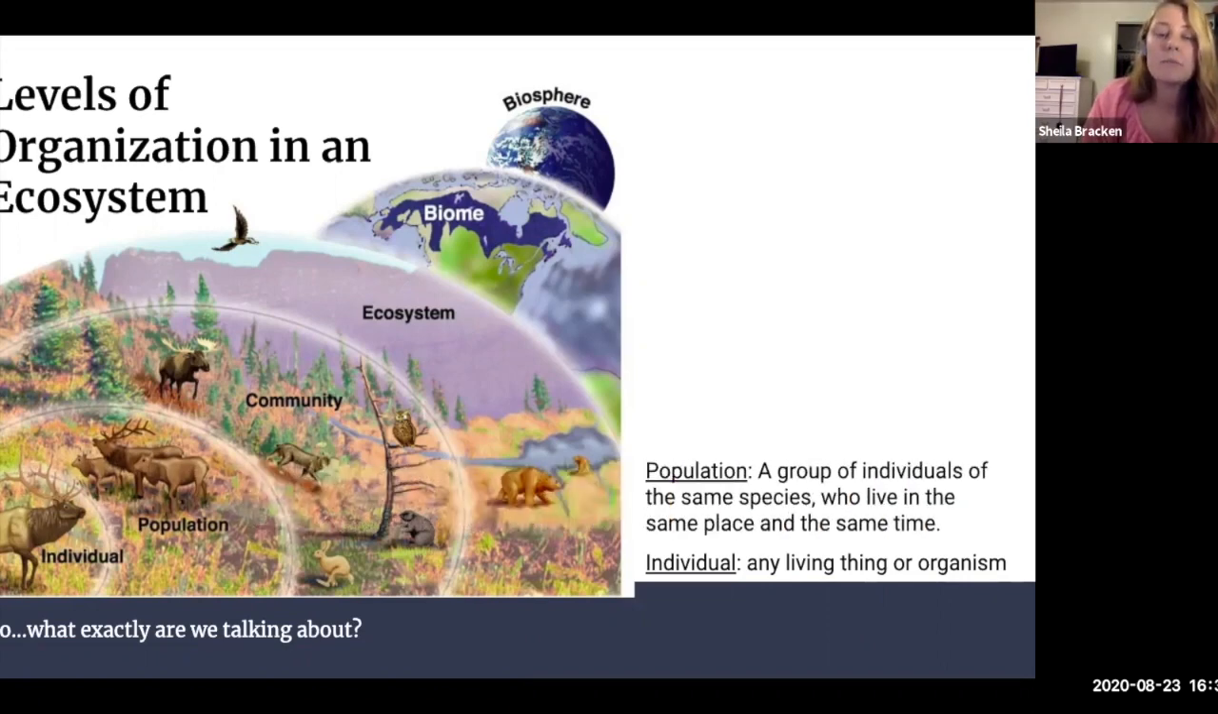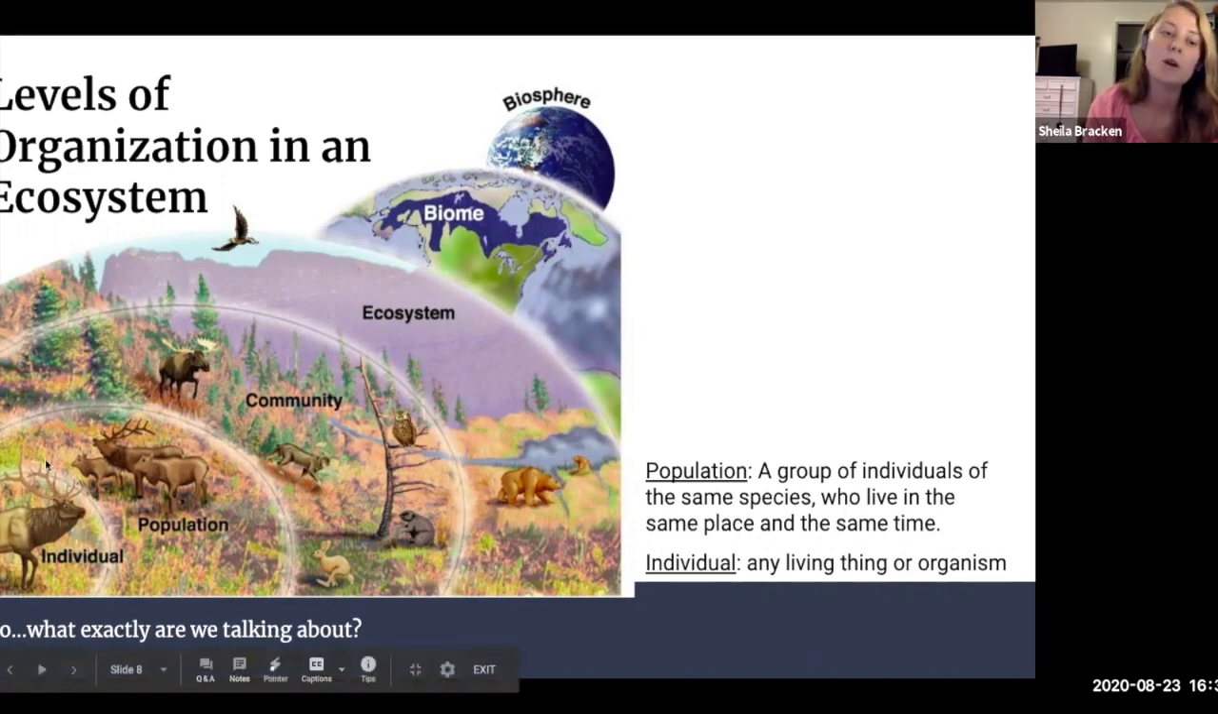Our next tier would be a population. A population is a group of individuals of the same species who live in the same place and at the same time, right? So there might have been previous evolutionary ancestors of moose that lived in this area, but because they are not living at the same time, they are not part of the population, right?